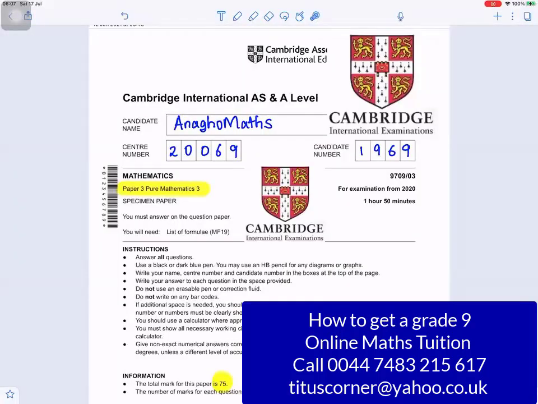Cambridge International AS and A-level Mathematics. Paper 3, Pure Mathematics 3, 2020. Answer all questions. The total mark for this paper is 75. You must show all necessary working clearly.